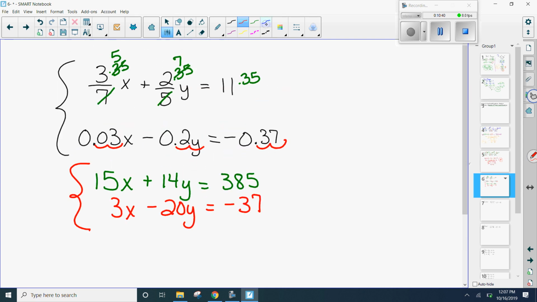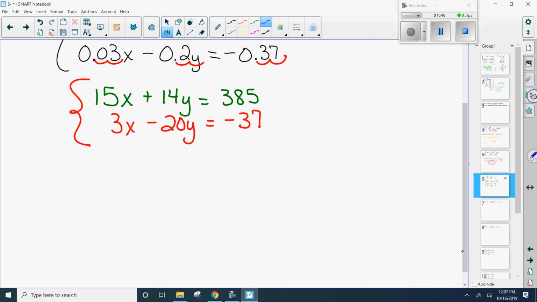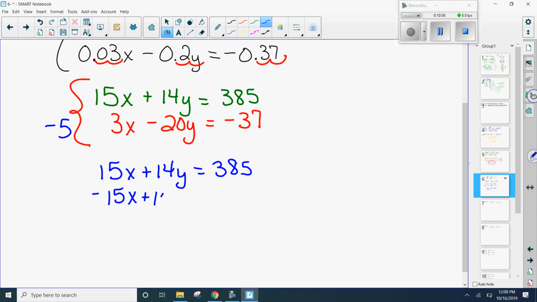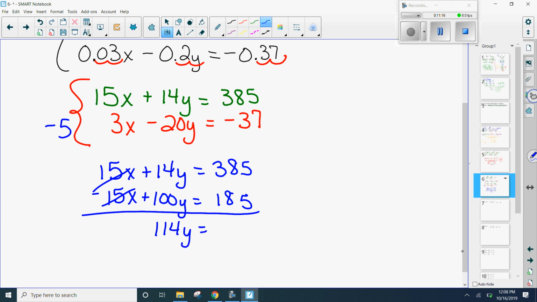So if I take that bottom equation, take that bottom equation times negative 5, the top equation, 15x plus 14y equals 385. The bottom equation becomes negative 15x plus 100y is equal to, I think, 185. Yeah. All right, this drops out. 114y is equal to, are all my signs correct? Yes. Okay.